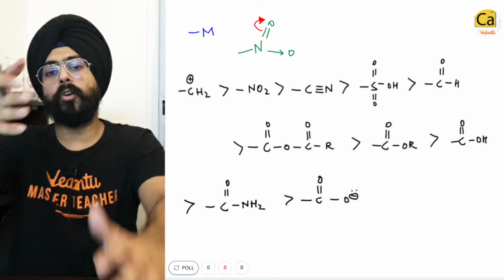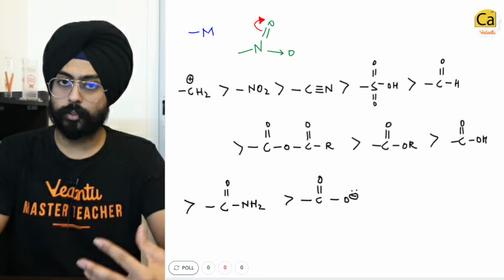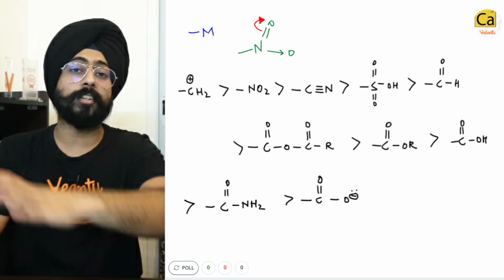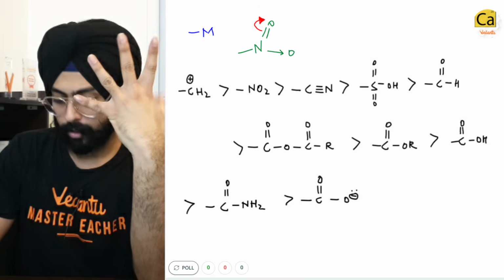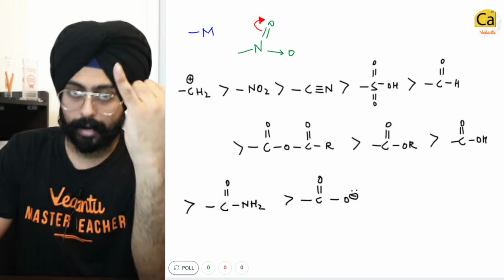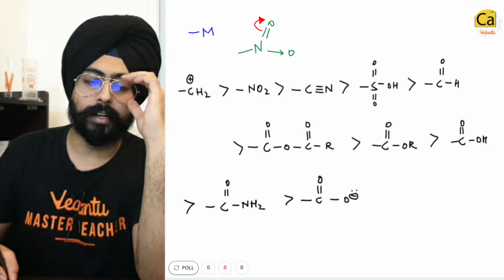So this is the order of minus M groups. It is very logical once you go through it, and I'm pretty sure since this is a revision session, you already know what these are. Fine. So take a screenshot of this: 5, 4, 3, 2, and 1. And you can pause the video as well.